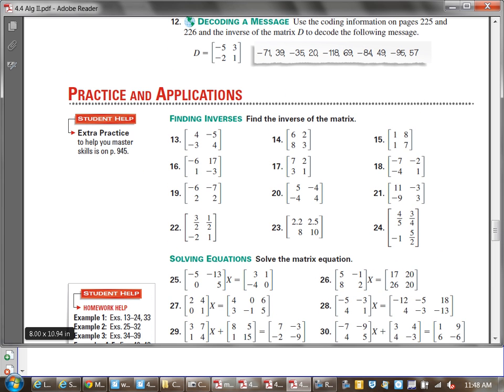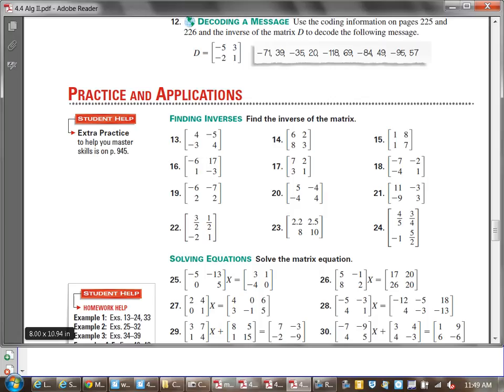This is section 4.4, page 227. I want you to do 19 through 21. Obviously you can check all these answers with your calculator, but I'm giving you a couple in case, because I want you to do this without your calculator, the odds. That's what we'll work on.